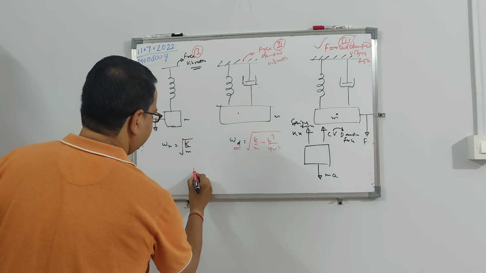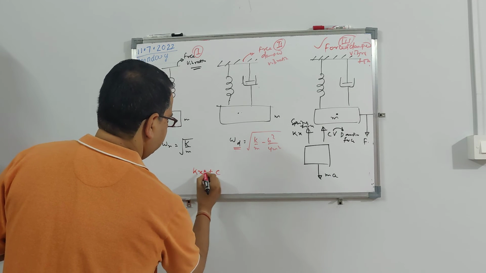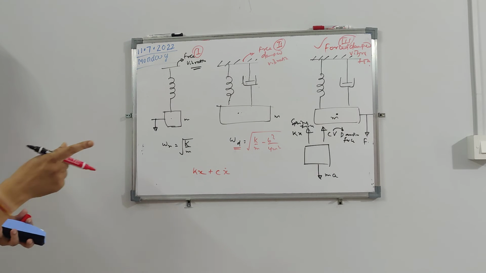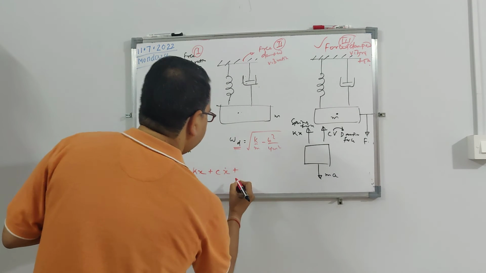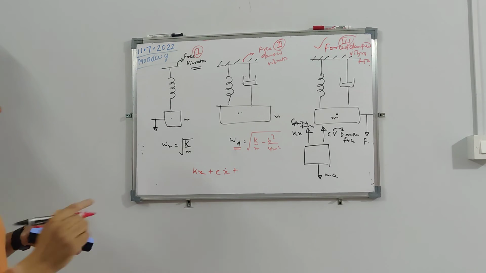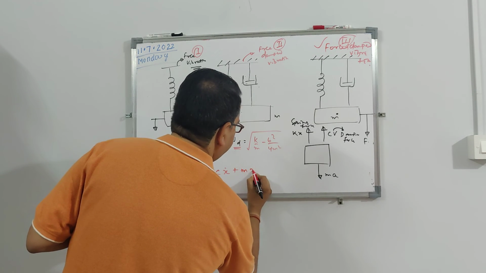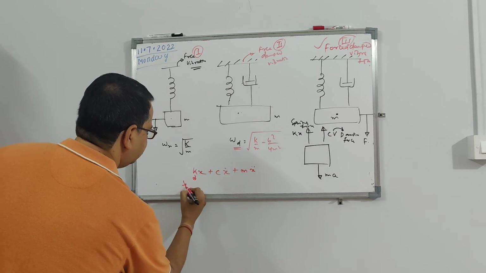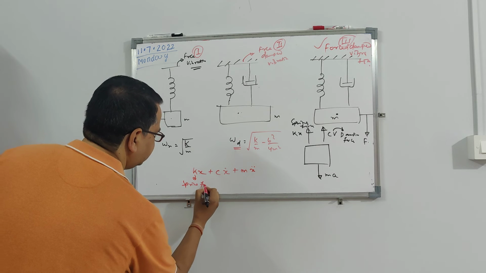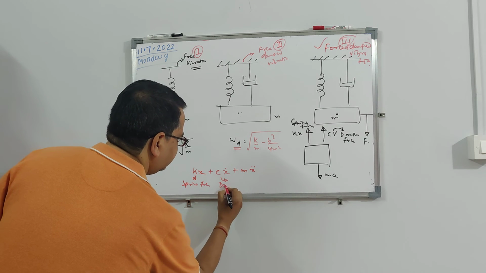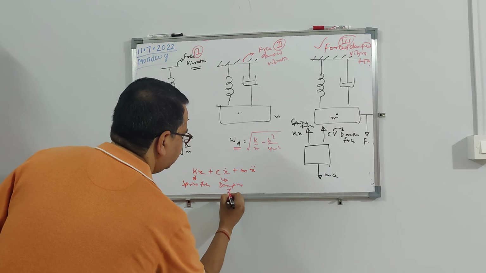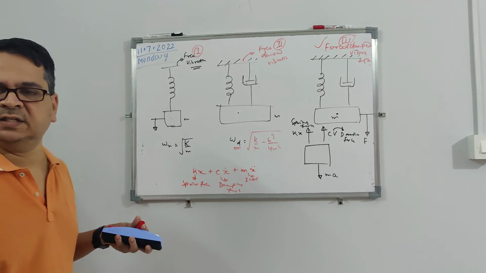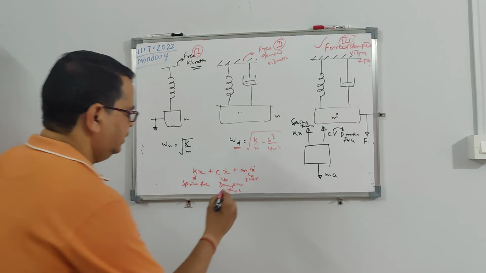One is my kx, another is velocity, which I write as the first derivative of x, so c into x dot, plus mass into acceleration, so mass into x double dot. So I have three forces acting. One is the spring force, or the restoring force. Another is the damping force, and this is the inertia force. This is inertia because it is moving with acceleration a, right?